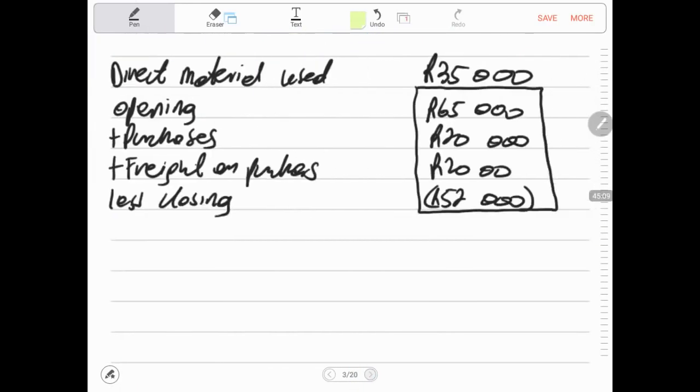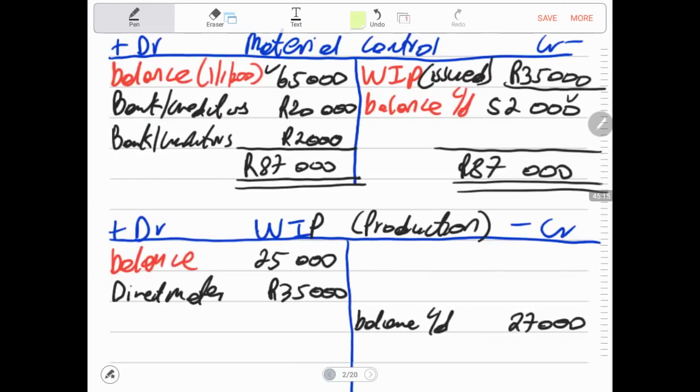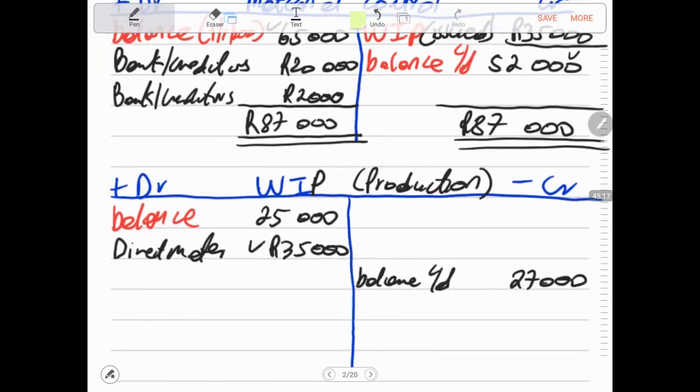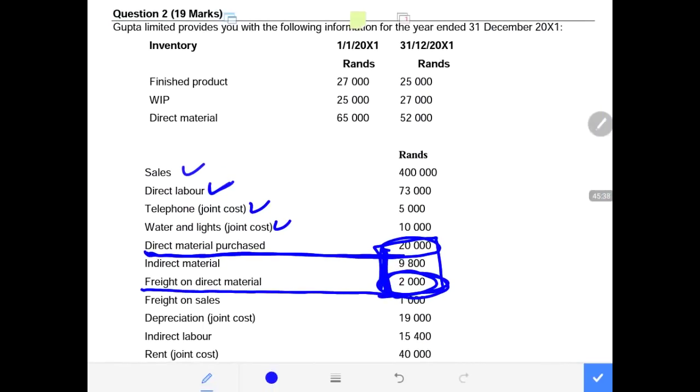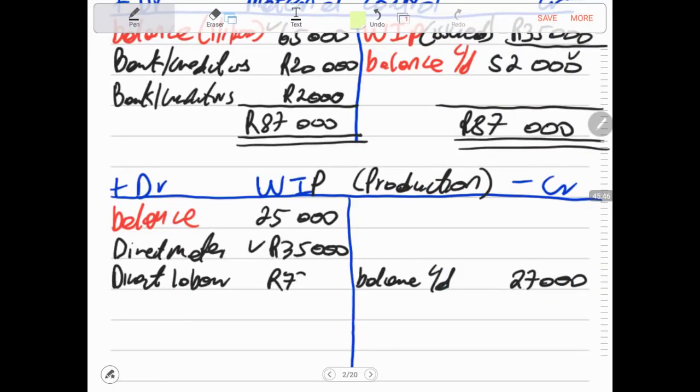Now that we have calculated the material that was used, therefore now we do have our direct material in our work in process. What else do we need? We need direct labor. Don't forget. Material alone cannot convert itself. So now our direct labor, we have to look at how much is our direct labor from the provided information. Our direct labor is already given to us as 73,000 rands. So now we just go and we paste our direct labor. And our direct labor is 73,000 rands.